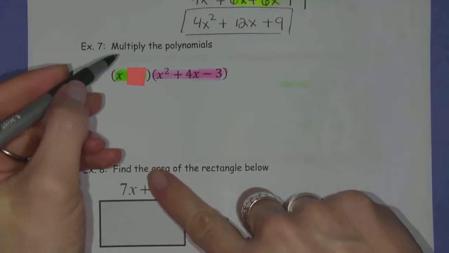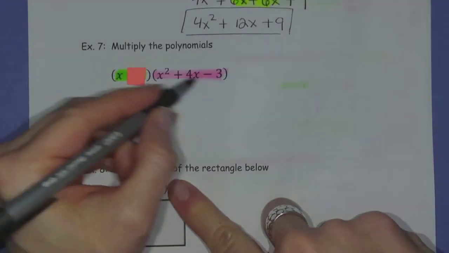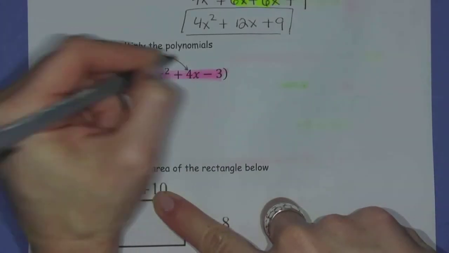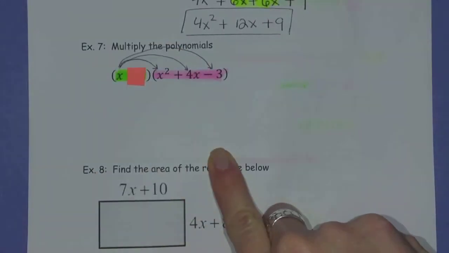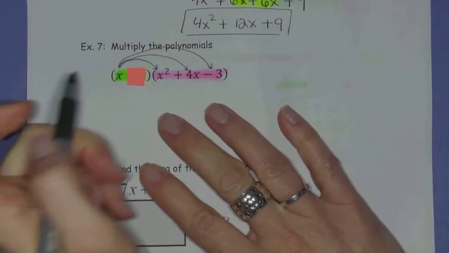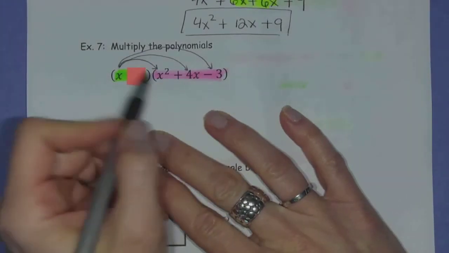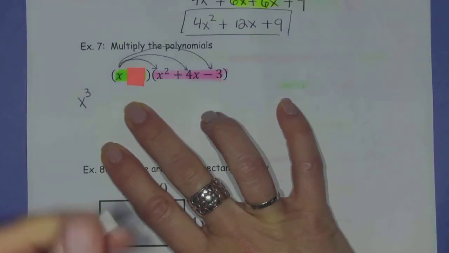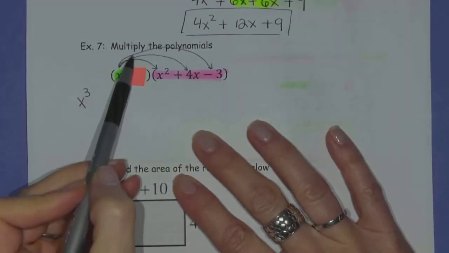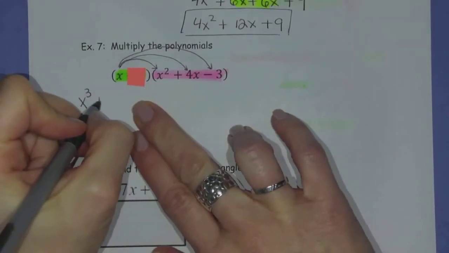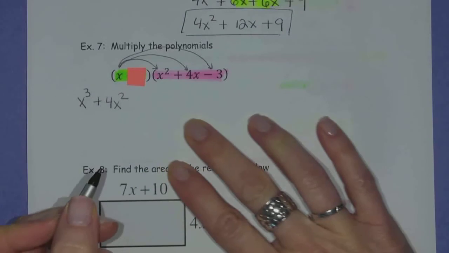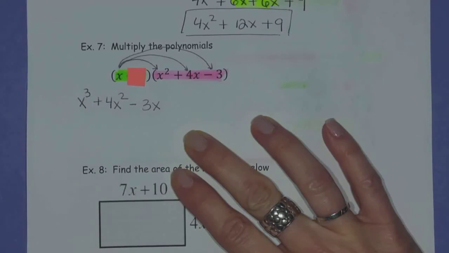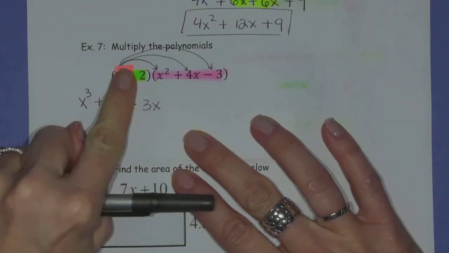So we're just going to take the x. Here's the deal, though. When you distribute the x to the second quantity, you just need 3 of these arrows. 1, 2, and 3. So here we go. X times x squared is, how many x's do you have? Well, you got 3 now. 1, 2, 3. 1 plus 2 is 3. Second arrow, x times 4x is a positive 4x squared. X times negative 3 is negative 3x. Lovely.